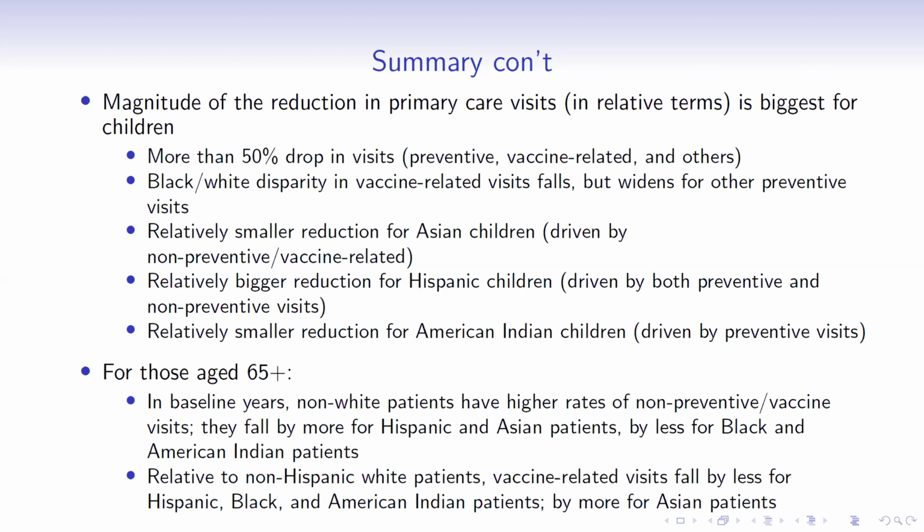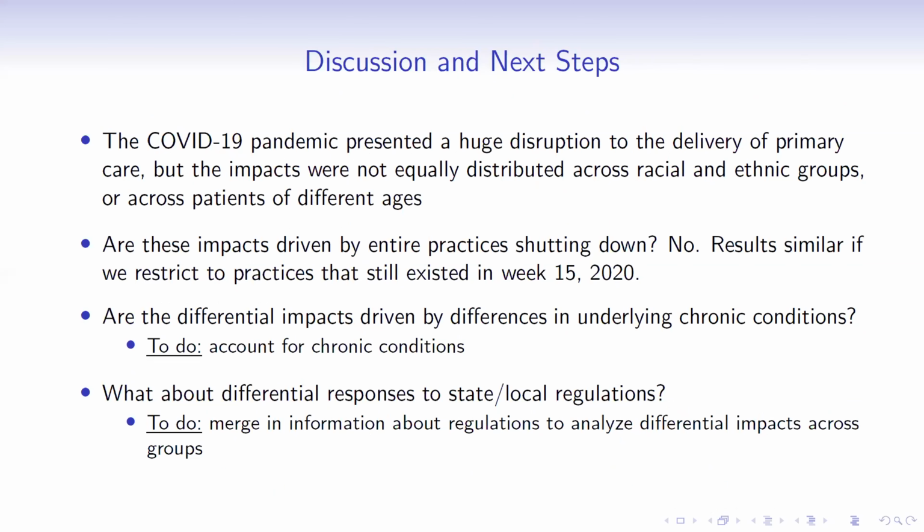For those who are age 65 plus, in baseline years, as we've talked about, non-white patients have higher rates of non-preventive and vaccine visits. These fall relatively more for Hispanic and Asian patients, and by less for Black and American Indian patients. And relative to non-Hispanic white patients, vaccine-related visits fall by less for Hispanic, Black, and American Indian patients, and by more for Asian patients. So this is just a first crack at some of these questions. I think there's a lot more that could be done with this data.